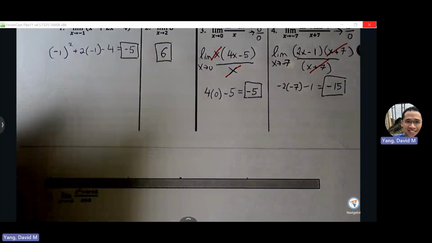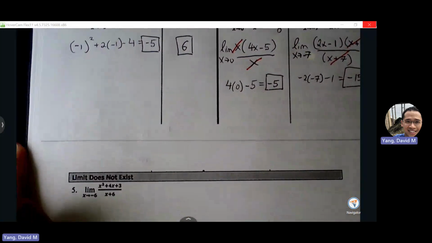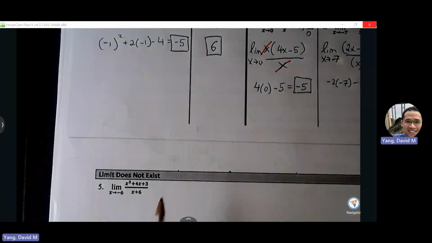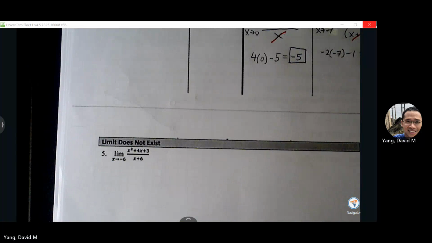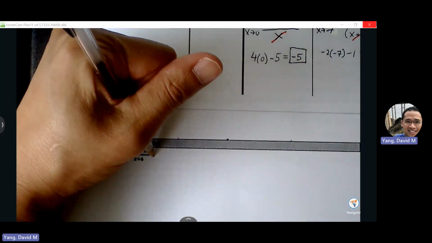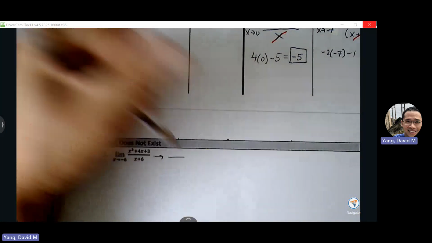Okay, here's the third scenario. Let's do direct substitution and see what happens for number 5. So if I do direct substitution, -6 in for x, numerator, what do I get?